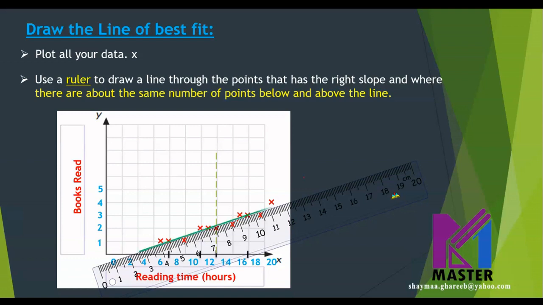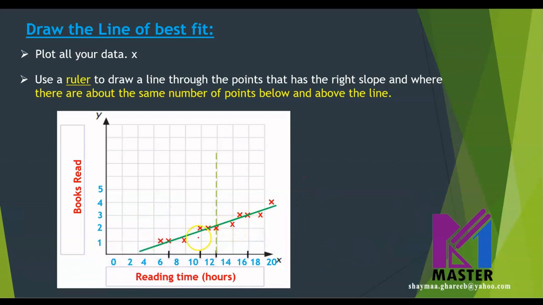And then we are going to draw our line. Then we're going to check again one more time. Look at this line. It passes through 3 points, and there are 4 points above the line and 4 points below the line, as you can see. So this is how we draw the line of best fit.